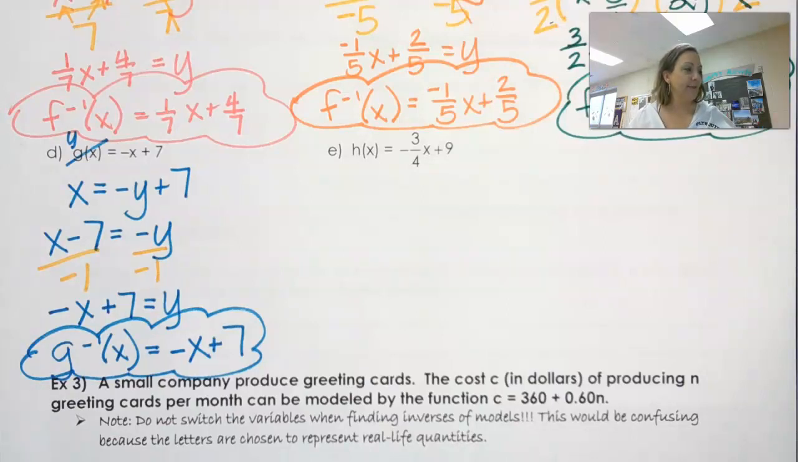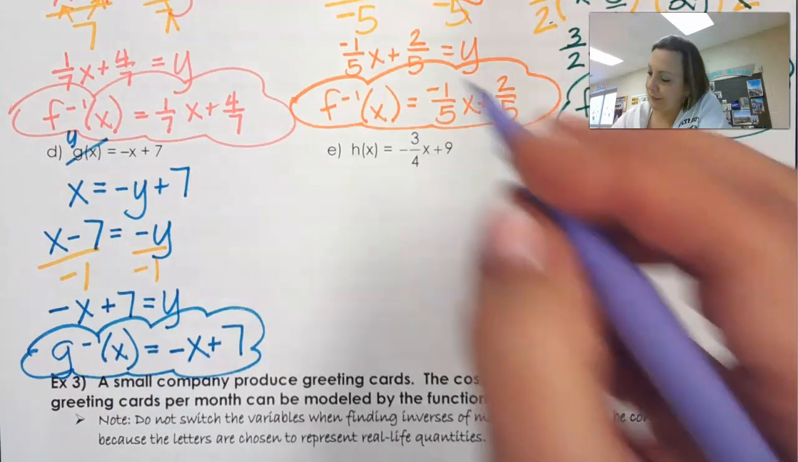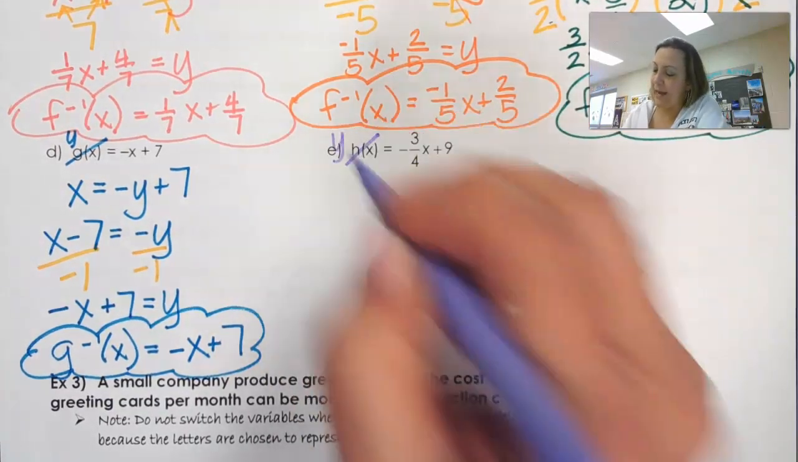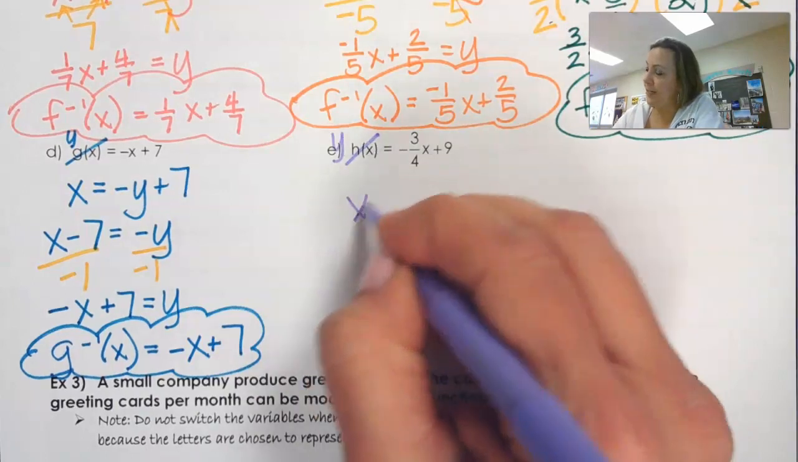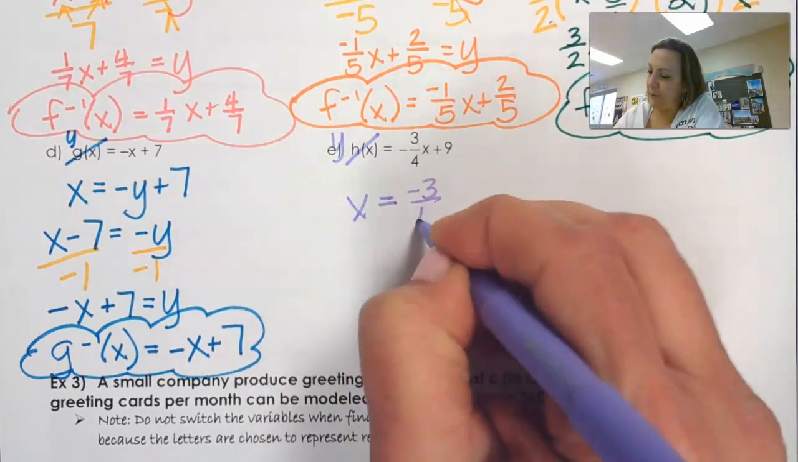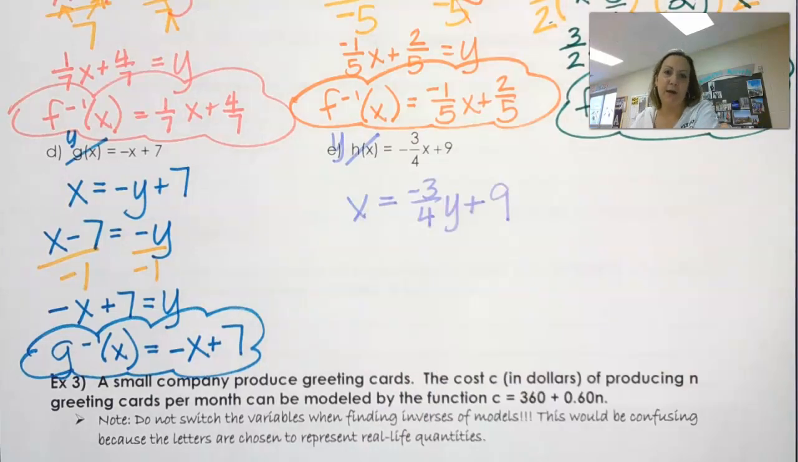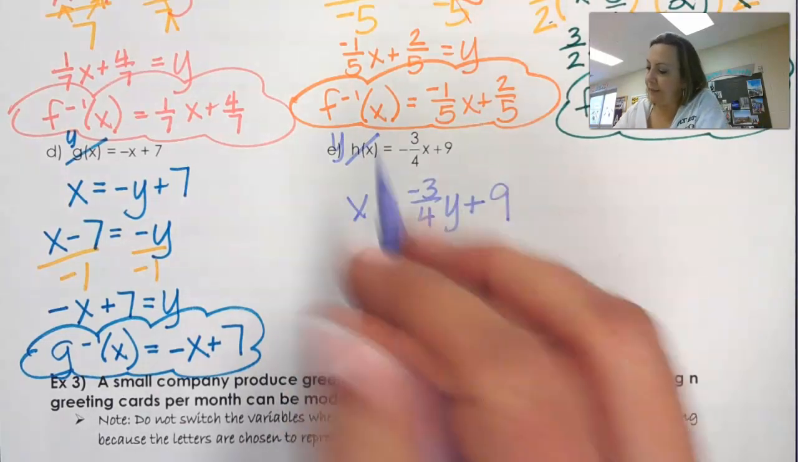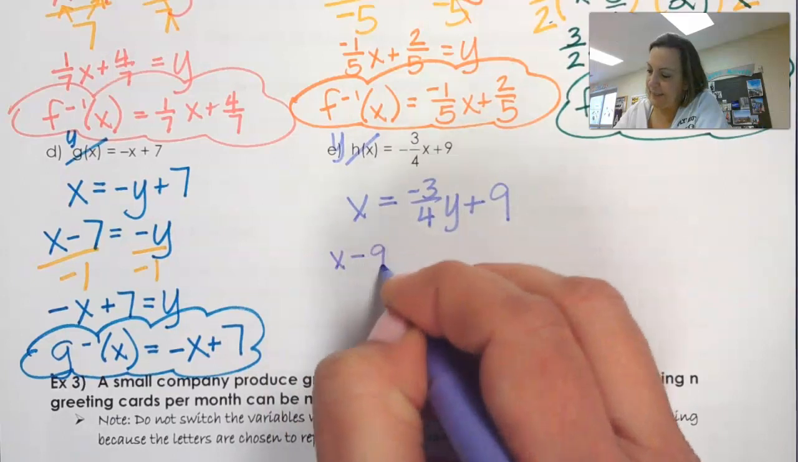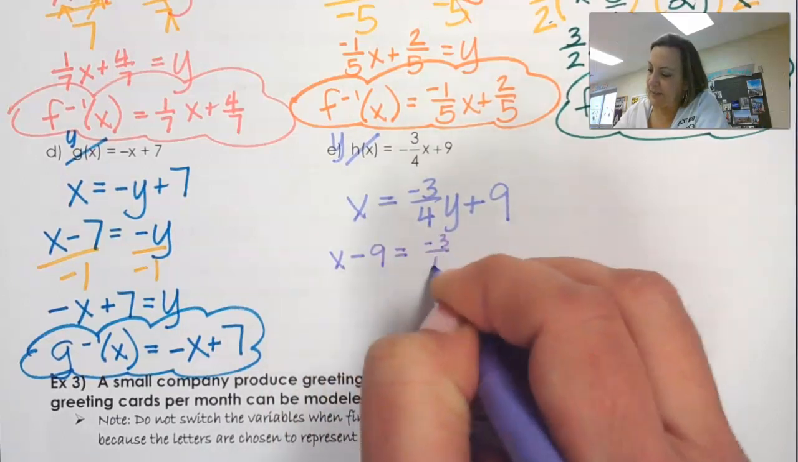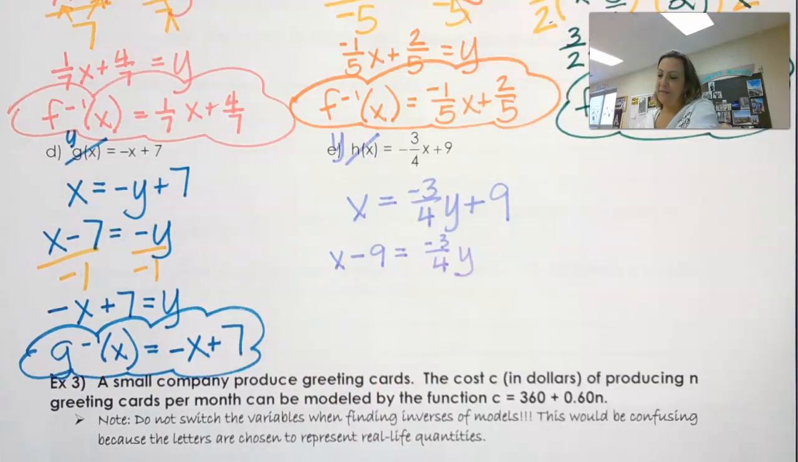And then one more example like this, I've got h of x equals negative 3/4 x plus 9. So let's replace h of x with y, switch my x and my y, and let's isolate the new y. So first I'm going to get rid of the 9. X minus 9 equals negative 3/4 y.